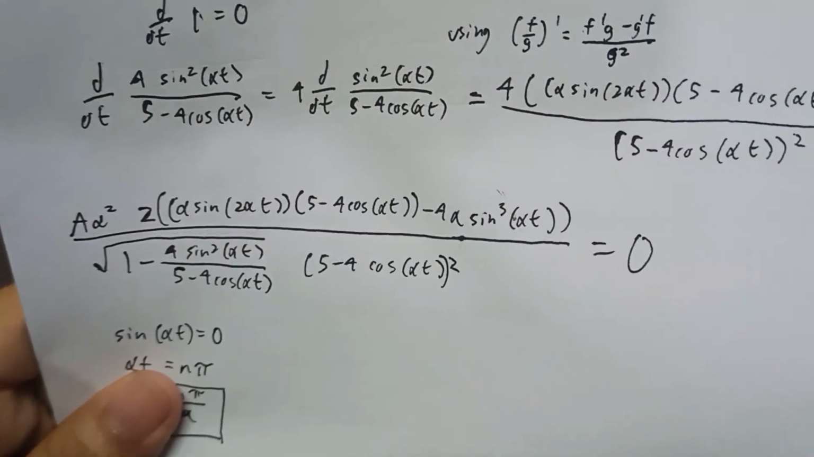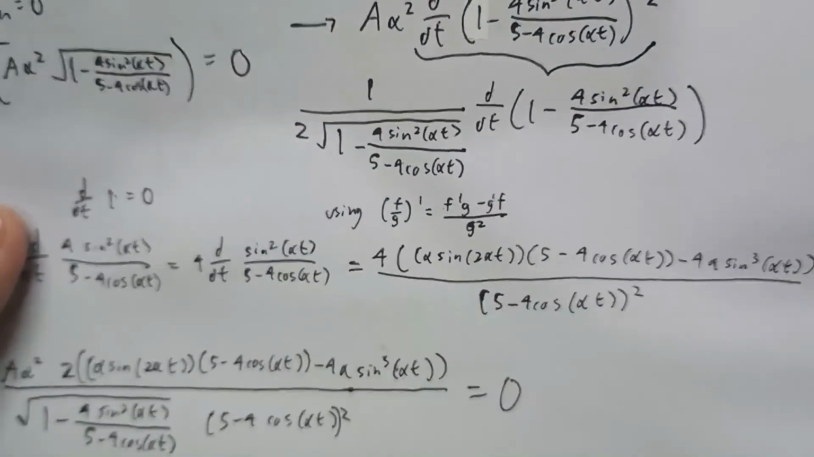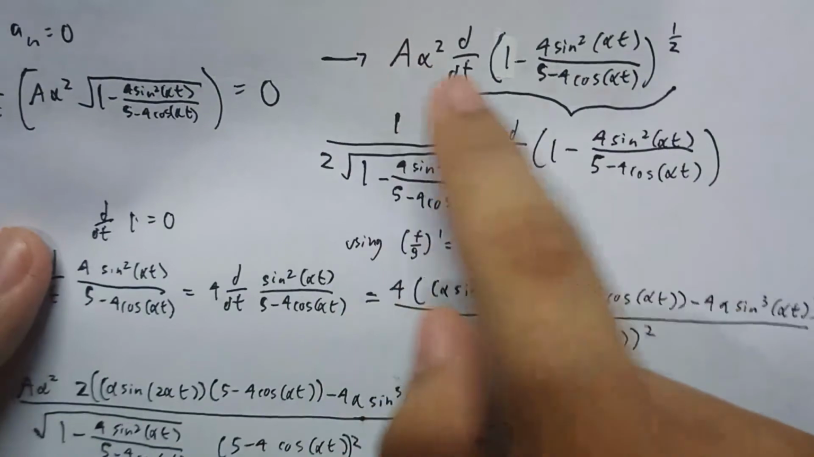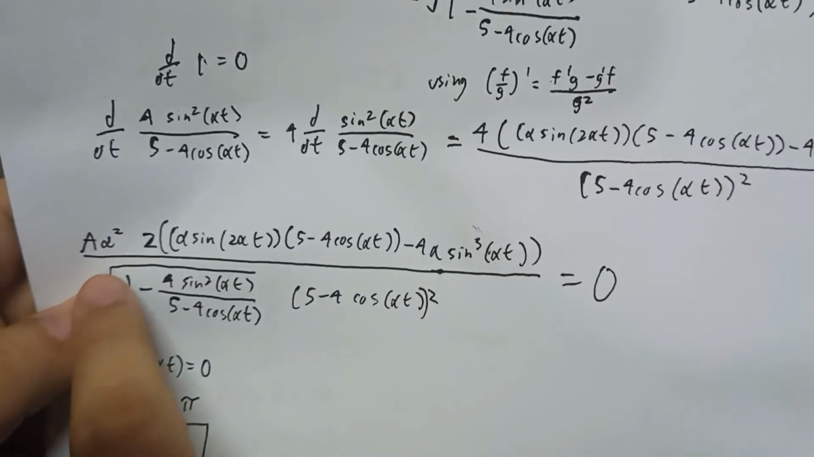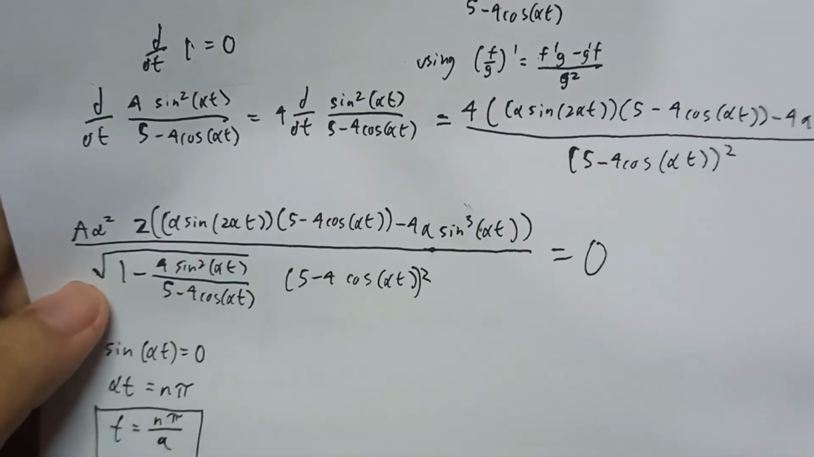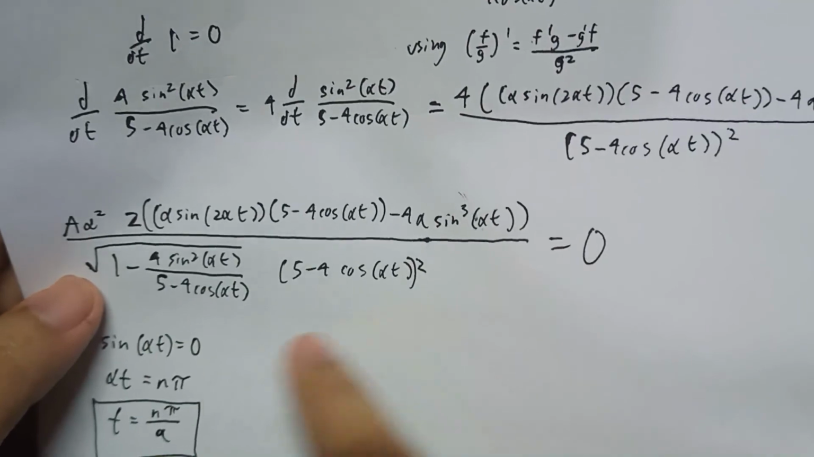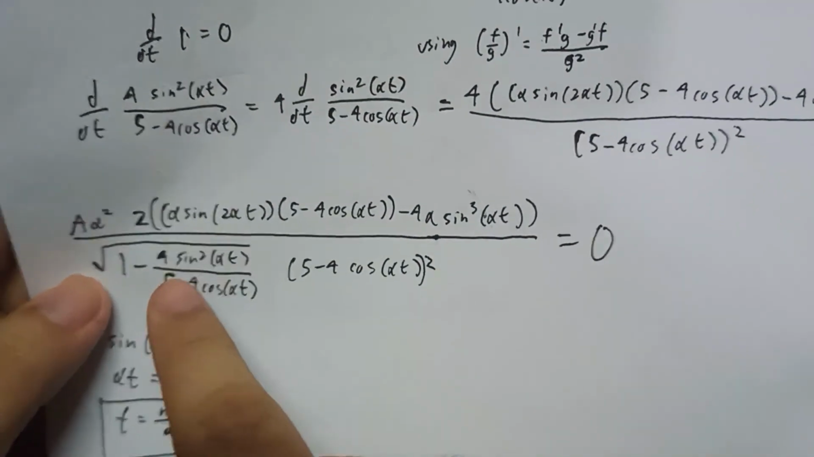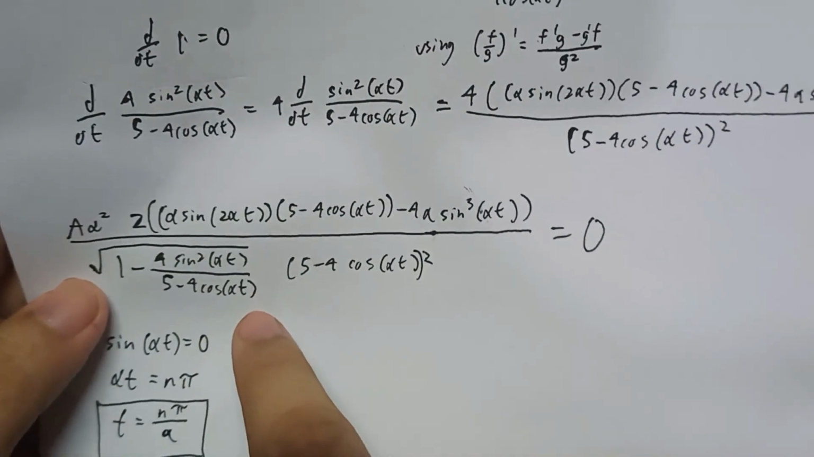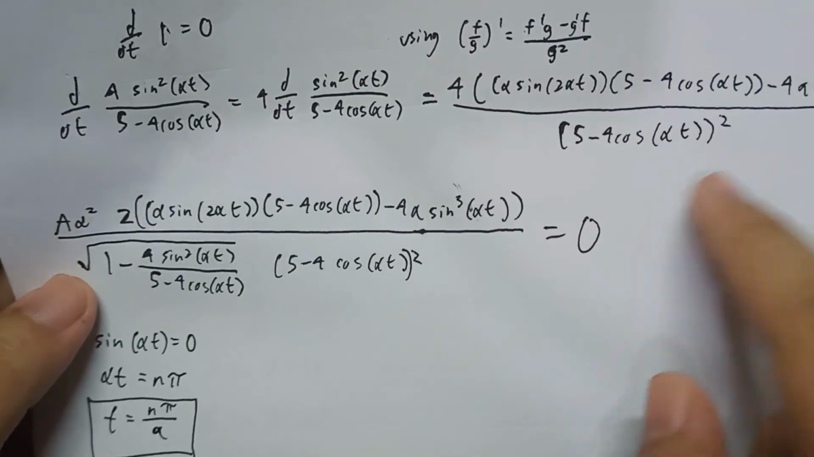Now we multiply this answer to here and here, which gives us a alpha squared 2 times a sine 2 alpha t 5 minus 4 cosine alpha t minus 4a sine cube of alpha t over the square root of 1 minus 4 sine squared alpha t over 5 minus 4 cosine alpha t times 5 minus 4 cosine alpha t squared, and we equate that to 0.